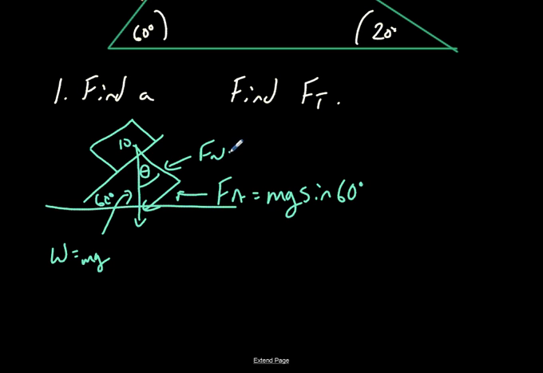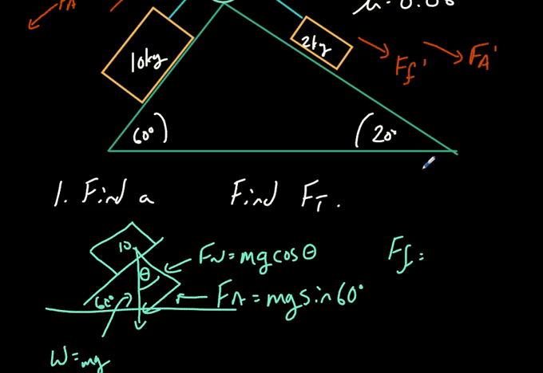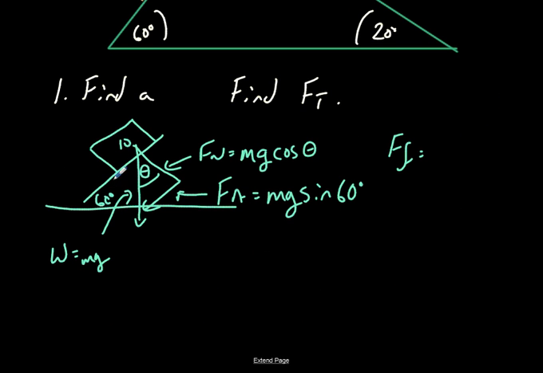Okay, Fn we're not really directly interested in. What we really want is the force of friction, but we know that this would be mg cosine of theta, right? Because it's the adjacent angle. And what we really want here is we want that force of friction on this side. Okay, so that is going to be mu times Fn, or mu mg cos theta.